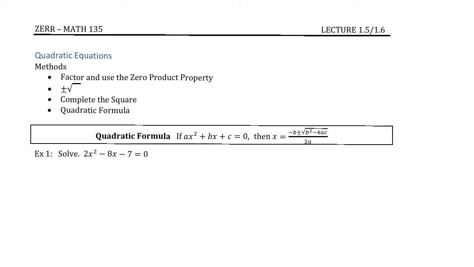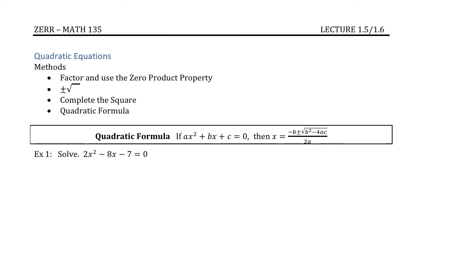I'm going to look at a little bit of a review for quadratic equations so that we can move on into the new material for 135. So just as a quick review, quadratic equations we could solve, we could factor and use zero product property. We could always just do plus or minus square root. There was complete the square and quadratic formula. I'm going to just do a quick review on quadratic formula.